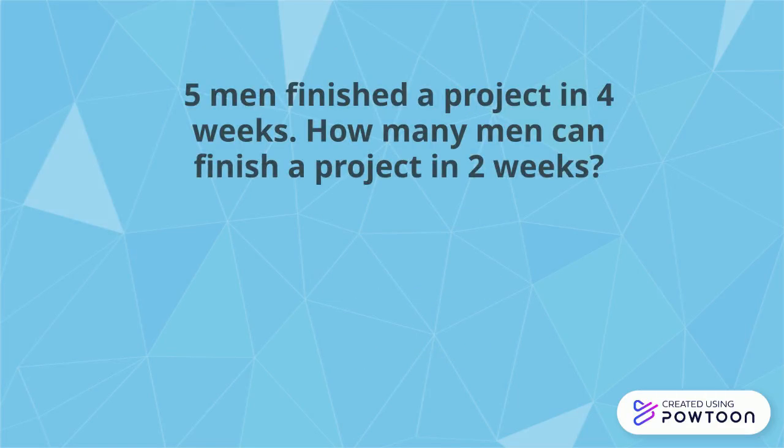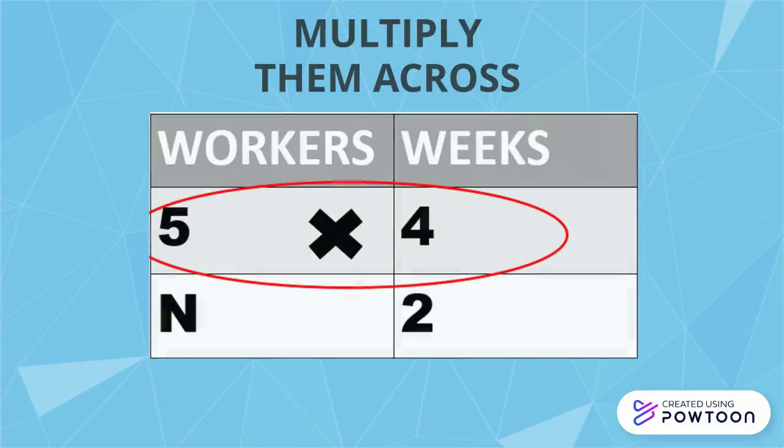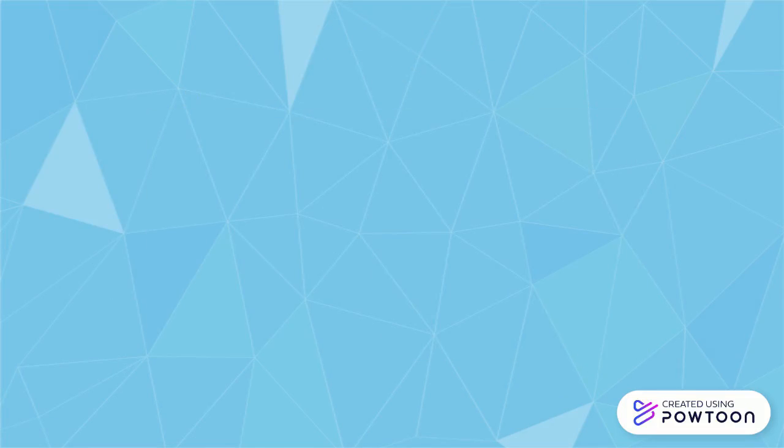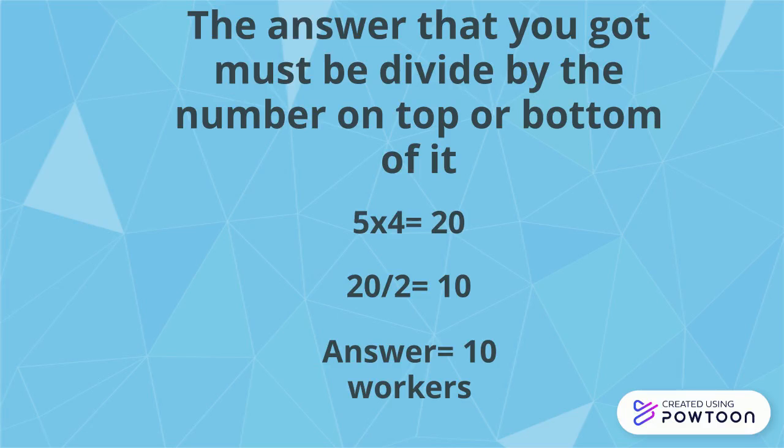5 men finish a project in 4 weeks. How many men can finish the project in 2 weeks? Which type of proportion is this? This is inverse proportion. First, multiply them across. The answer that you got must be divided by the number on top or bottom of it. 5 multiplied by 4 equals 20. 20 divided by 2 equals 10. So our answer is 10.